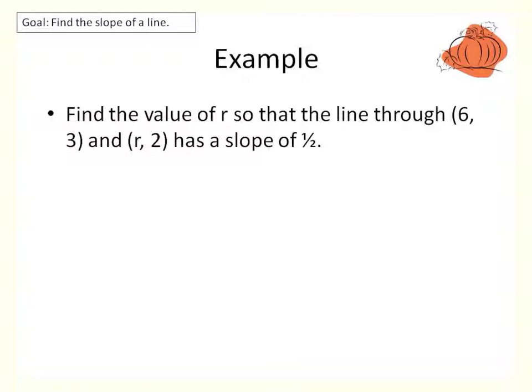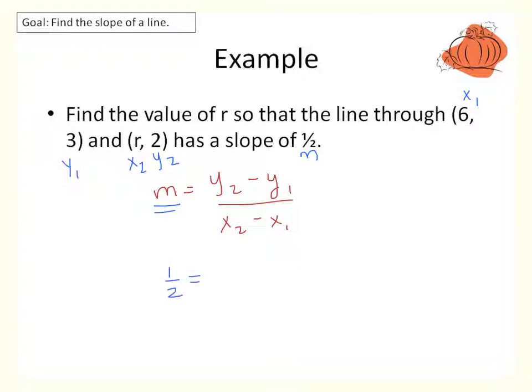Alright, something a little bit different. Find the value of r so that the line through (6, 3) and (r, 2) has a slope of a half. Okay, so I'm actually finding one of my coordinates in one of my ordered pairs. Let me suggest you start out by writing the slope formula. I would write all of it, including the m equals, because here's what you're given: an x1, a y1, an x2, y2, and an m. And then you need to plug in everything. So m is 1/2 equals 2 minus 3 over r minus 6.